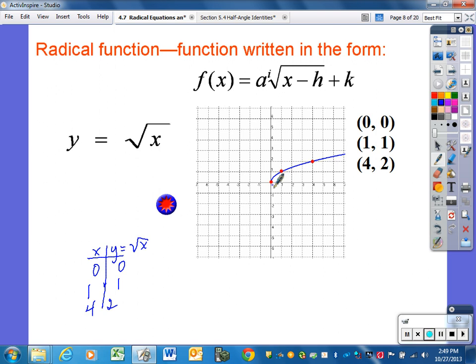My domain, I start at 0 and I go greater. X is greater than 0. My range is also greater than 0. Y is greater than 0. And this is what I'll want to see every time you do a square root function.